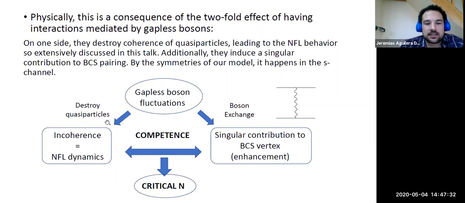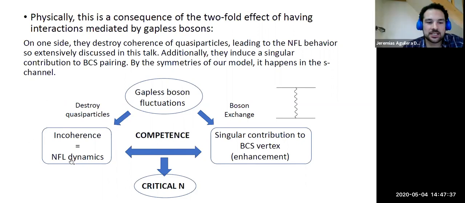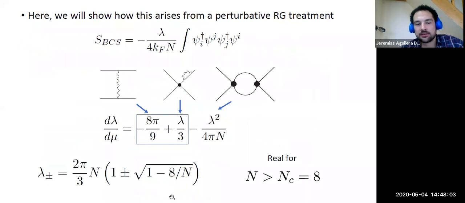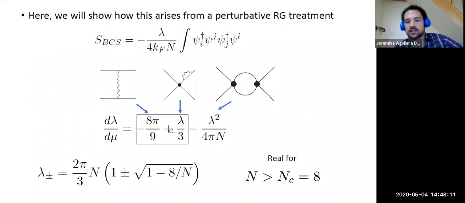The main point here is that these two effects compete with each other. Why is that? Essentially because if you destroy the coherence of the quasi-particles, they get a shortened mean lifetime, and so they have fewer chances to participate in the formation of a Cooper pair. So this is physically the picture, and mathematically, the result is a critical value for the rank of the group. One can see it pretty easily by various methods, which turn out to be all equivalent. Here I show you the perturbative method, which is an inertia treatment of this.